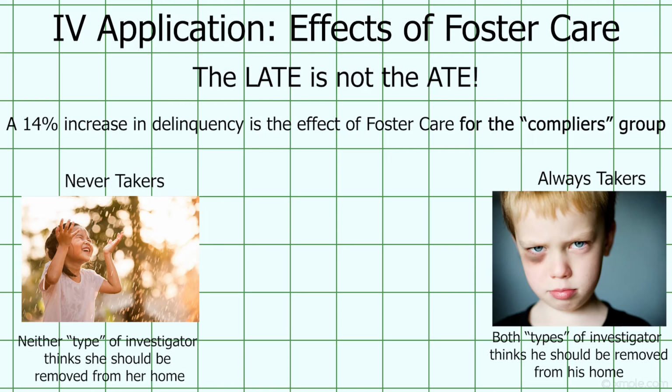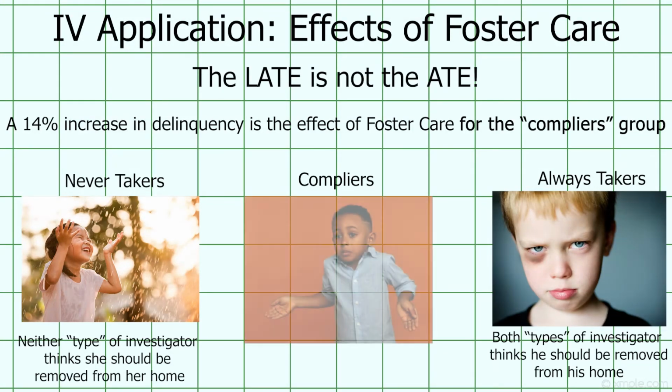The final group, since we're assuming that defiers don't exist, are the compliers. The complier group consists of cases that are on the border, cases that lenient investigators think should stay with their families, and strict investigators think should be taken away. What Doyle's results tell us is that foster care has negative impacts for these compliers. We might conclude that it would be better if they remained with their families.